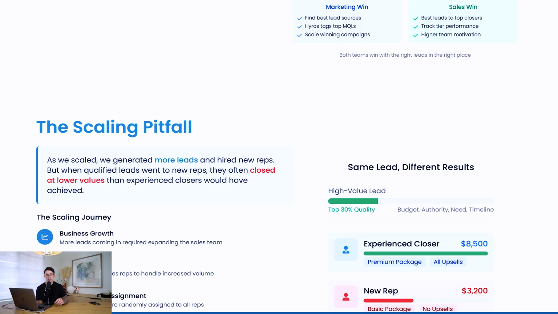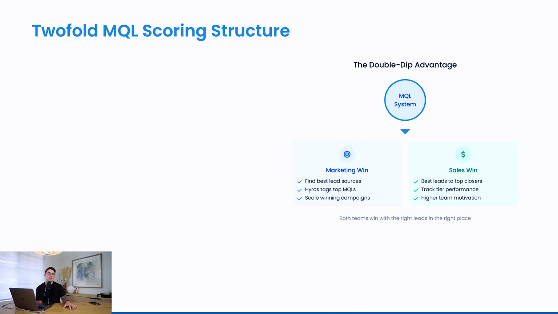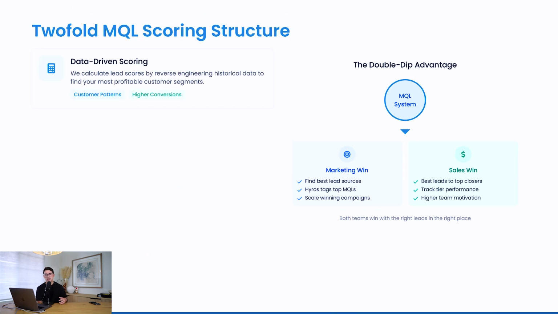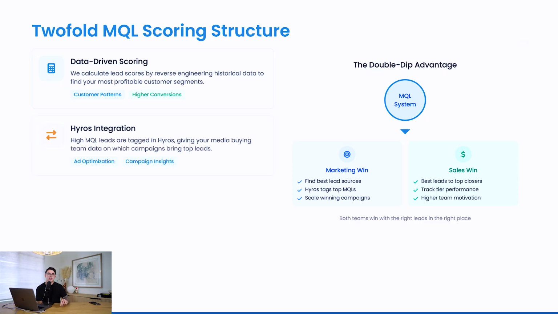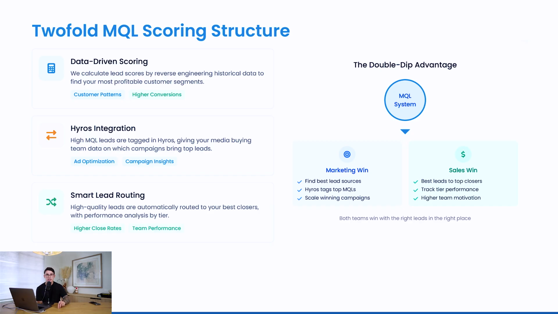So the way we structure the MQL scoring is twofold. We obviously go through the process of calculating the lead score and just reverse engineering our historical data to identify the pockets of profitable customers, but we're also integrating these high MQL leads into Hyros, if you use Hyros, to send these back to the media buying team. And also what we're doing is we're setting up the MQL with the lead routing system so that whenever a high quality lead comes through, it's getting routed to the high quality closer. And then you can break down your sales team performance based on tiers as well, or MQL bands.